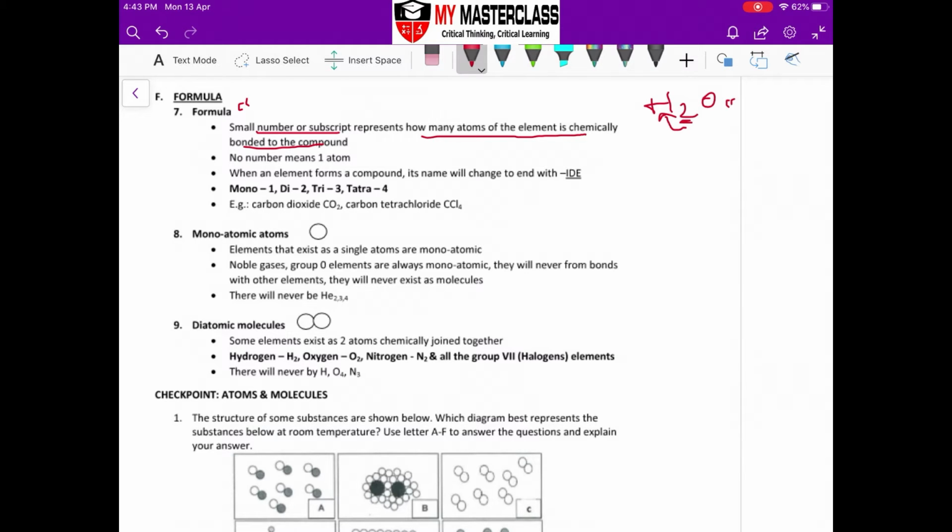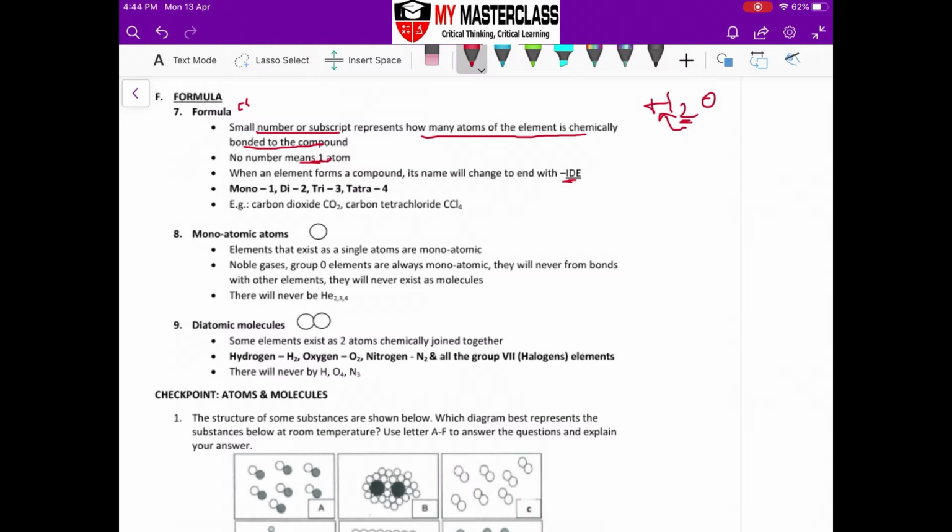But this 1, usually we don't have to write, so we just write it as H2O. So you have to know this is 2 hydrogen atoms chemically bonded to 1 oxygen atom to form H2O, water. So no number means 1. Okay, when an element forms a compound, its name will end with IDE. What do we mean by this?